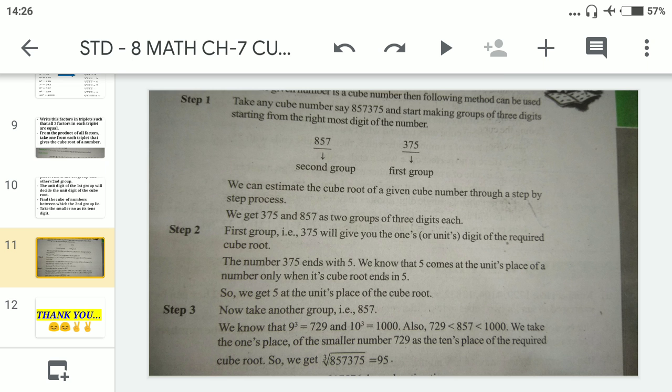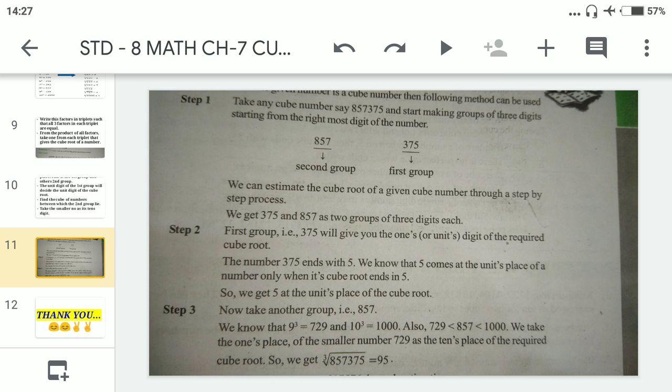What to do? Now we know that 10 cubed is 1000 and 9 cubed is 729. So we can say that 857 lies between the cube of 9 and the cube of 10, that is 729 and 1000. So we take the ones place of the smaller number, that is 9, as the tens place of the required cube root. Since 857 lies between 9 cubed and 10 cubed, we take the smaller one, that is 9 only. So 95 is our answer. So this is the way to calculate the cube root with the help of the estimation method.